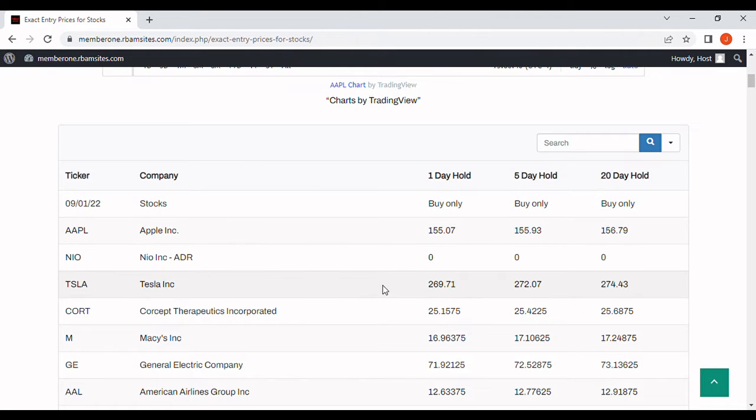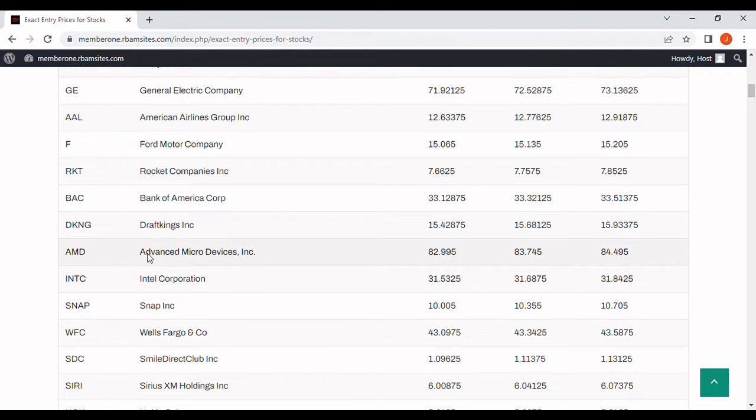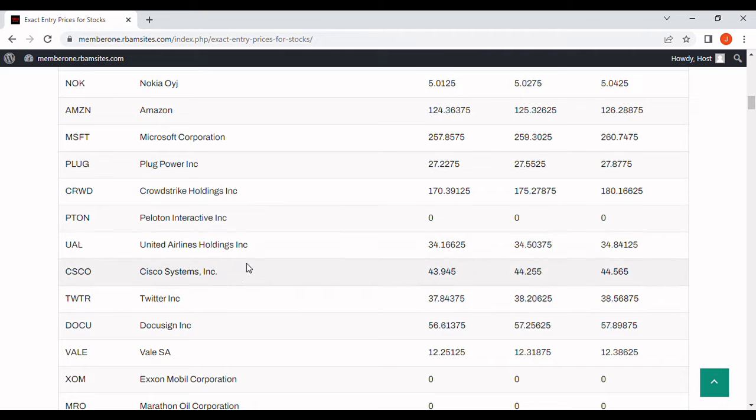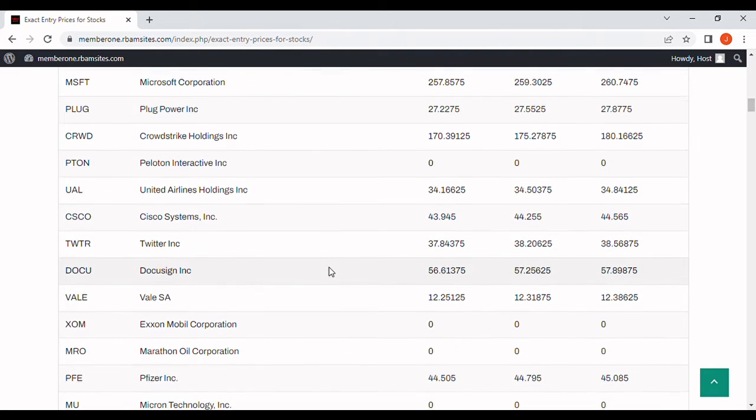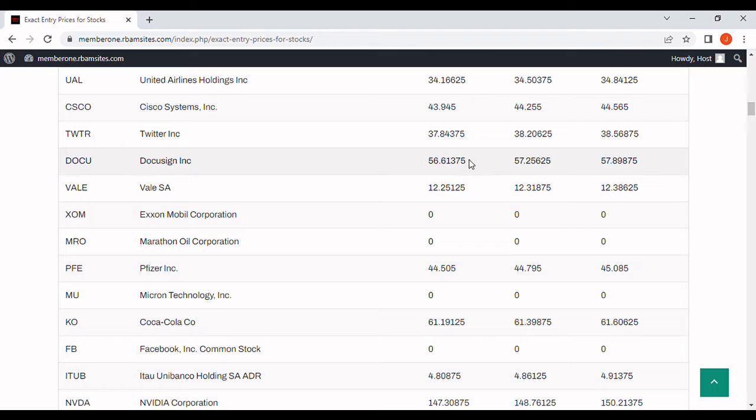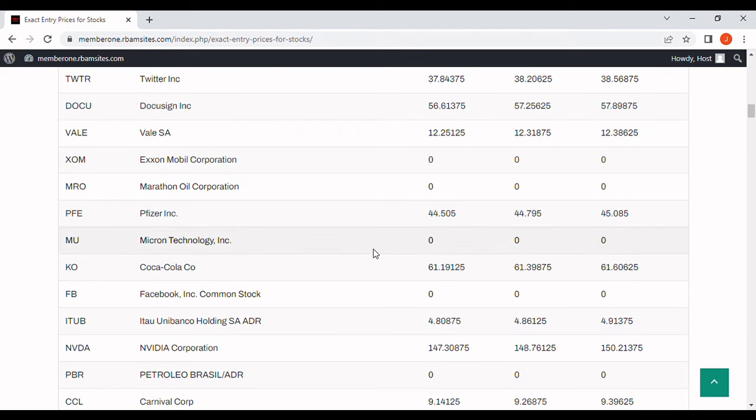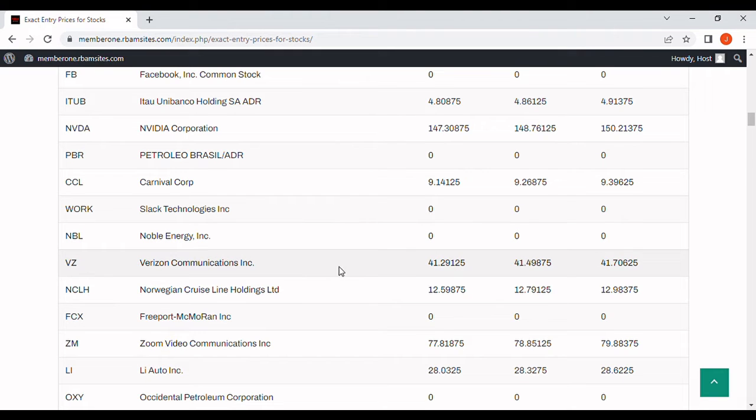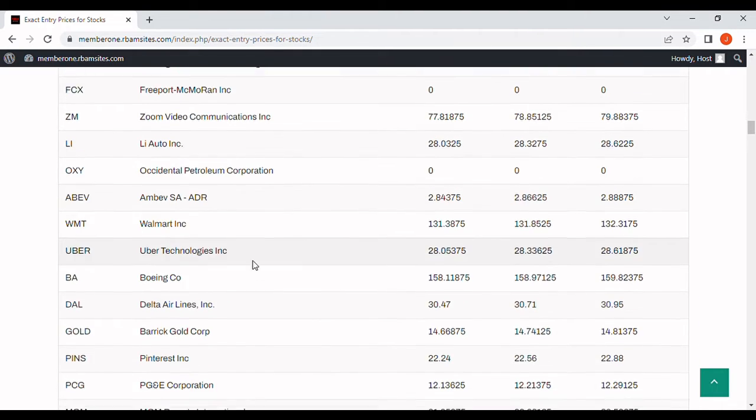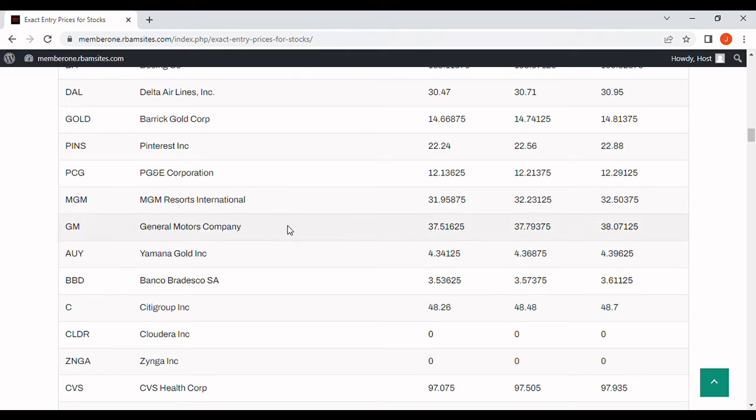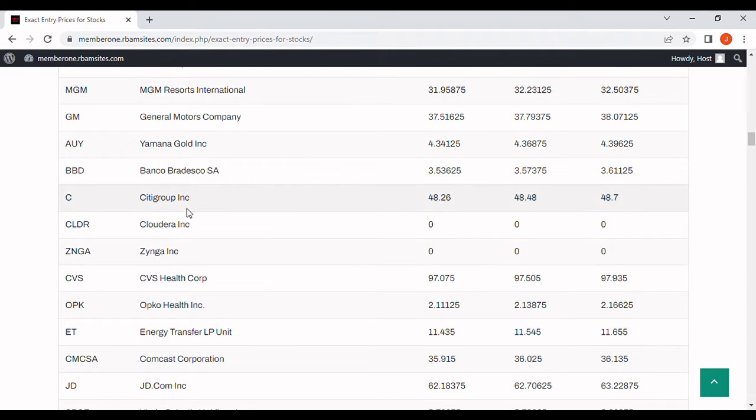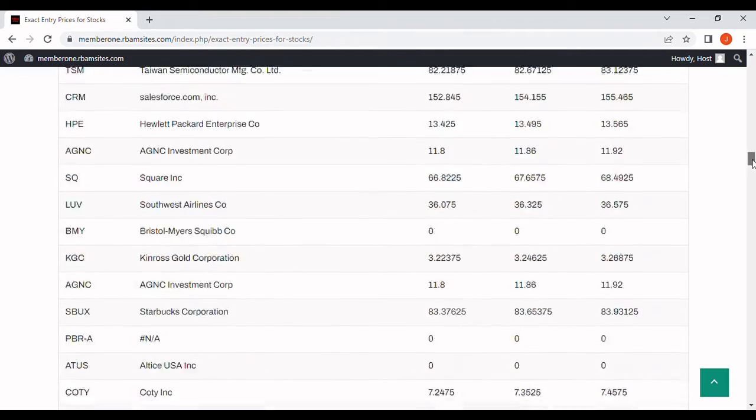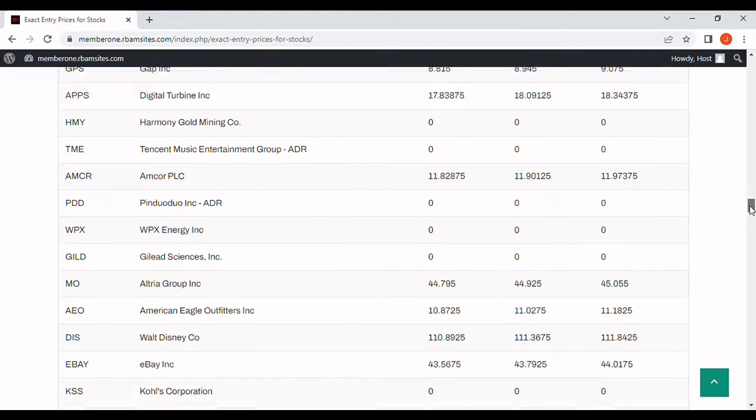Let's take a look down here and scan through. You can see Advanced Micro Devices, Wells Fargo's on here, Plug Power, Pendleton's on here with no buy prices today, Cisco's on here, Twitter, ExxonMobil with no buy prices. We did a video on them yesterday or the day before. Verizon's on here. Pretty much all the major companies are on here. PG&E, Pinehurst, Citigroup, CVS, and so on. There's about 190 stocks on here with 1 to 20-day holding periods, 1, 5, and 20-day.